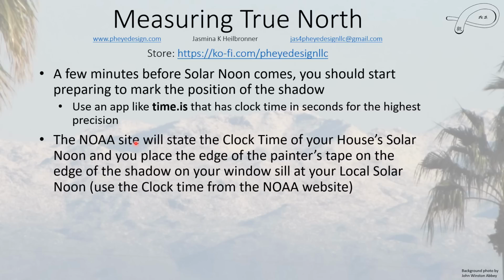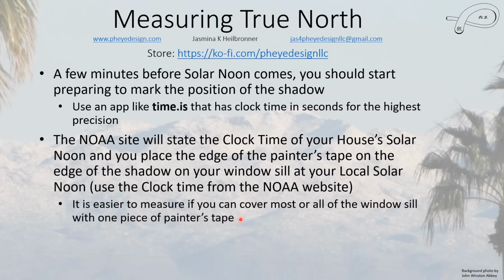And the NOAA website, again, is going to give you the clock time of your house's solar noon, because you're putting in your house's latitude and longitude. It will tell you your house's solar noon. And you're going to place the edge of the painter's tape along the edge of the shadow on your windowsill at your local solar noon, down to the second if you can.